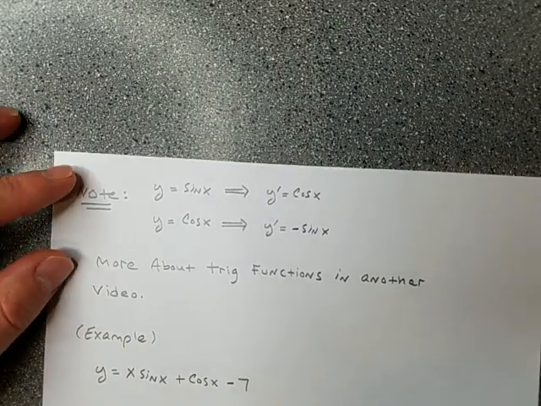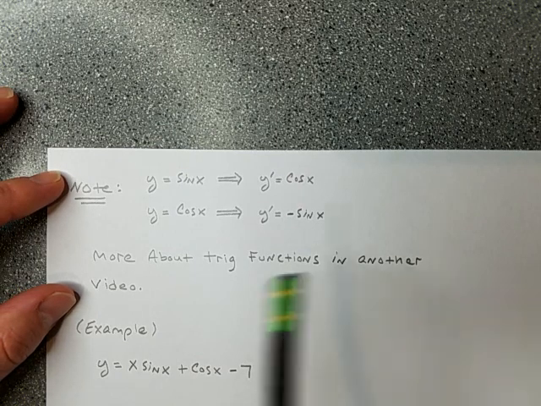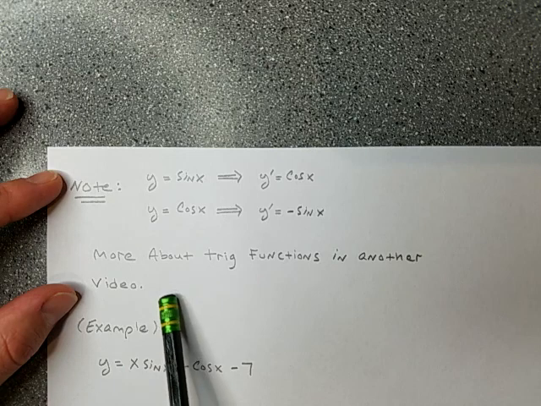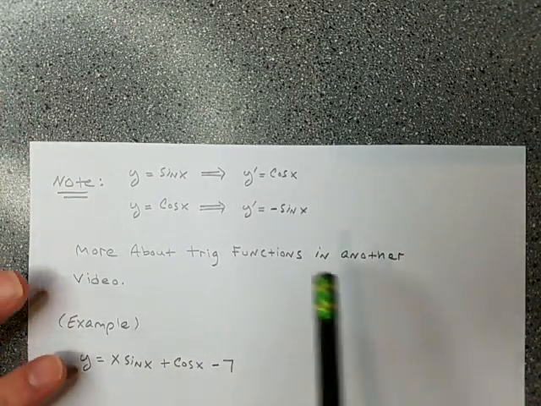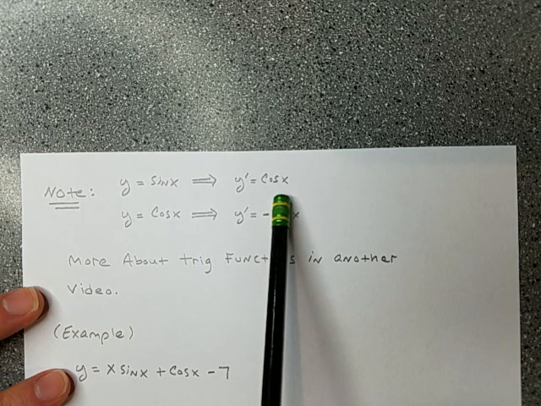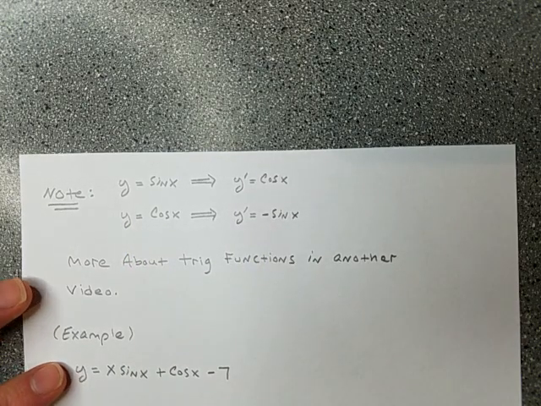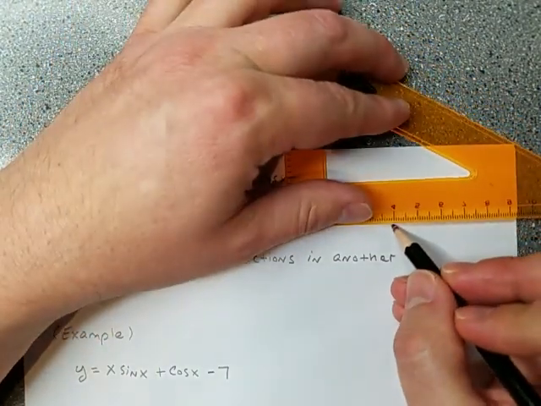So I'm going to give you a note on the side here. I'll tell you way more about this in another video, but for now, I just need to get it out there. The derivative of sine is cosine. And the derivative of cosine is negative sine. Okay? So that's the derivative of the sine and the cosine functions.